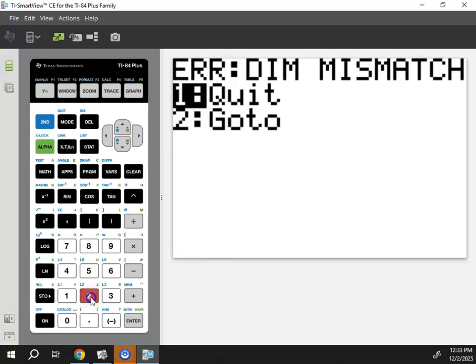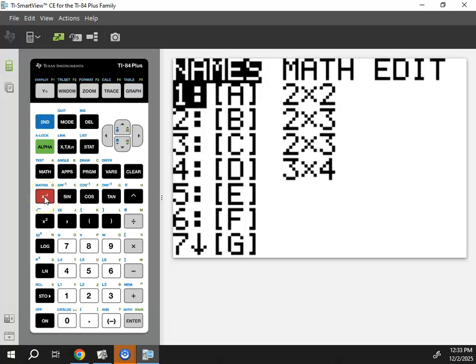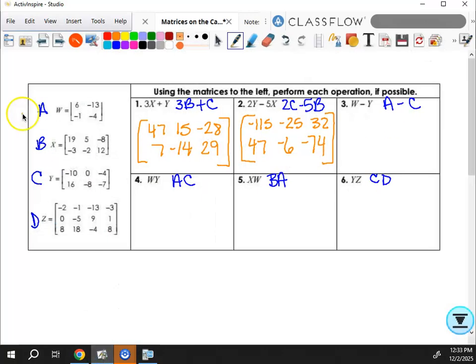You can quit or you can go to, but it's going to take you to the same spot. When we look at this, we have it here, A and C. This is a 2 by 2 and a 2 by 3. When you are adding and subtracting, in order to add and subtract, they have to be the same dimensions. So this is 2 by 2 and this is 2 by 3. Because if I'm adding, like if I put the 6 with the negative 10, the negative 13 with the 0, there's nothing to go with the negative 4. So this one's just not possible.